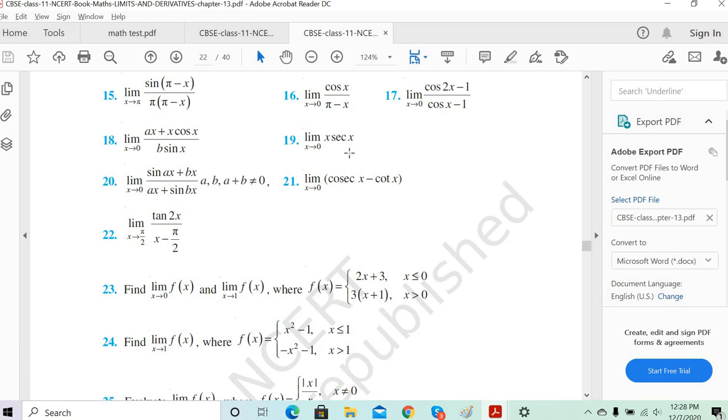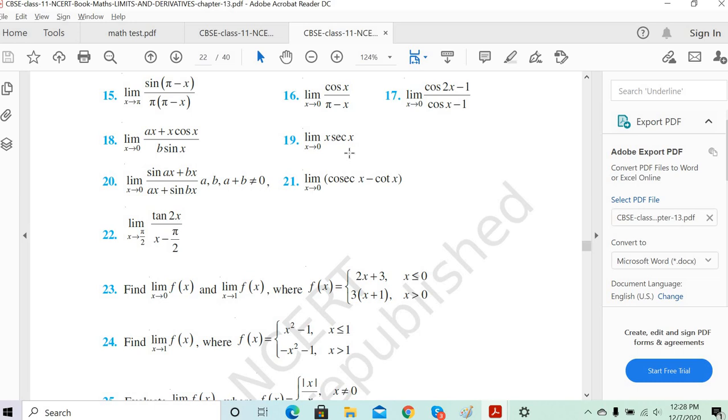So can you repeat again? So it will be x by cos x, correct? And you apply the limit x tends to 0 now. So it will become 0 by cos 0. Cos 0 is nothing but 1. So it becomes 0 by 1. 0 by 1, answer is 0.